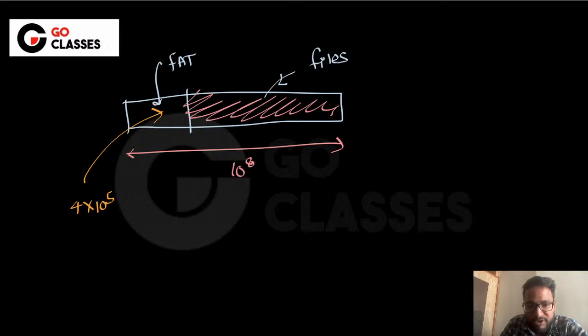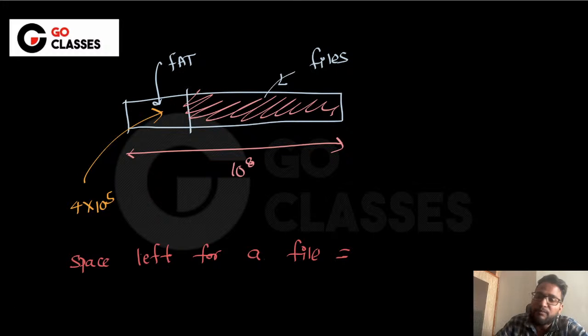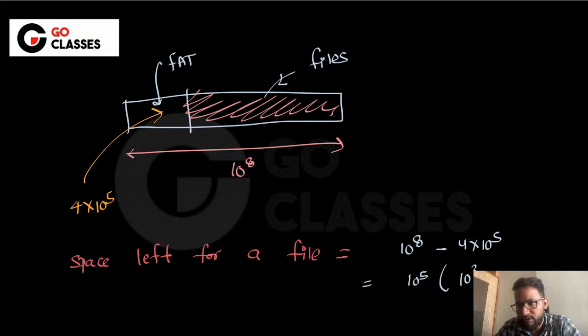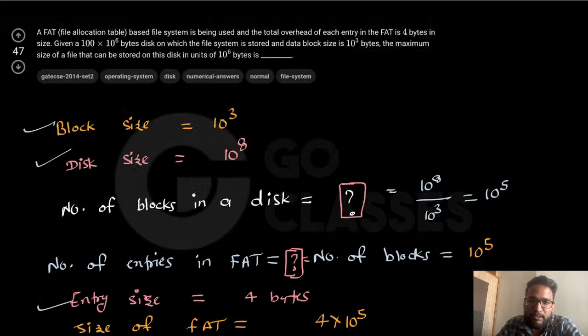Now the space left for a file. I mean, there could be multiple files, but they are asking what is the maximum size of the file that you can store. So if you take 10^5 common, that will be 10^5 into (10^3 minus 4), which is 10^5 into 996, isn't it? So this many bytes you can store, this big a file you can store. That's what they're asking, right?